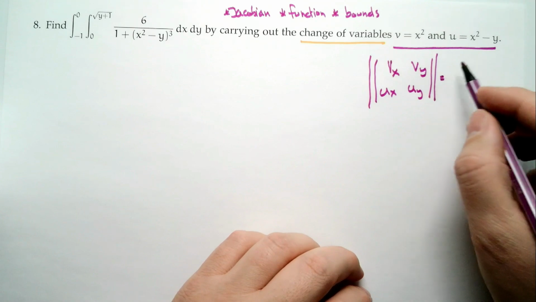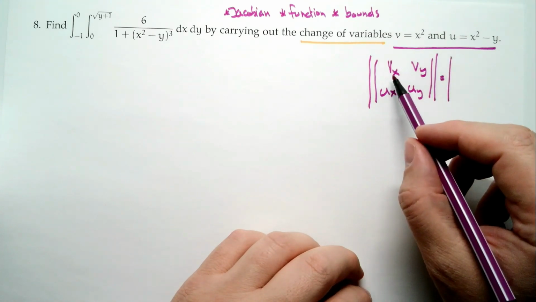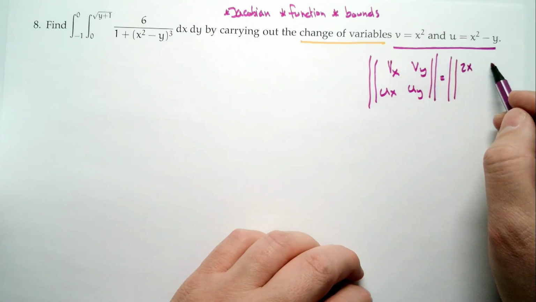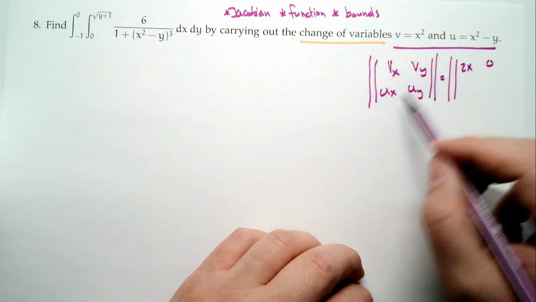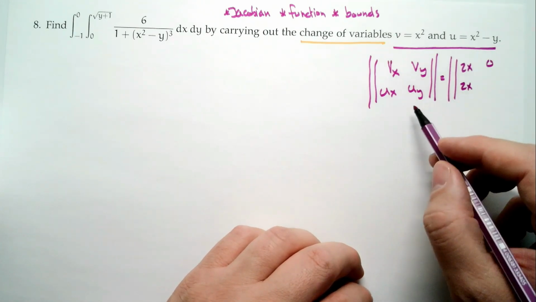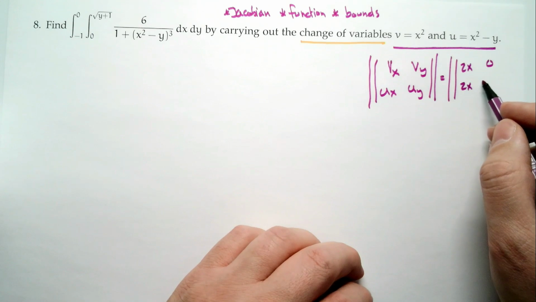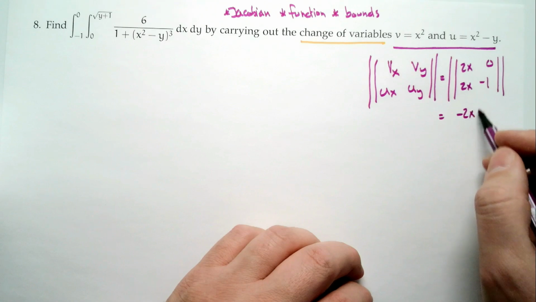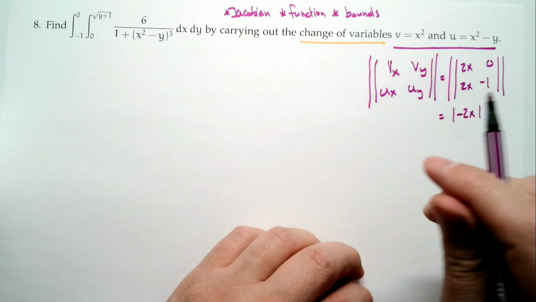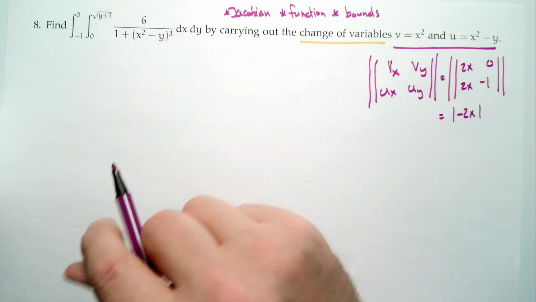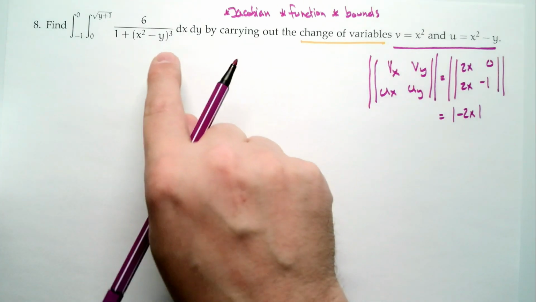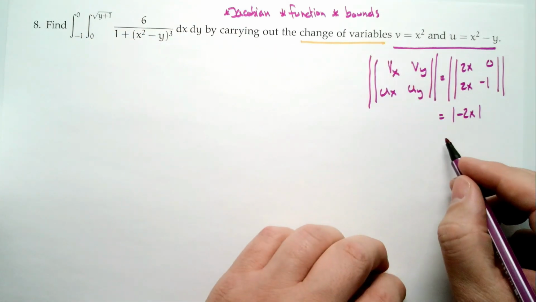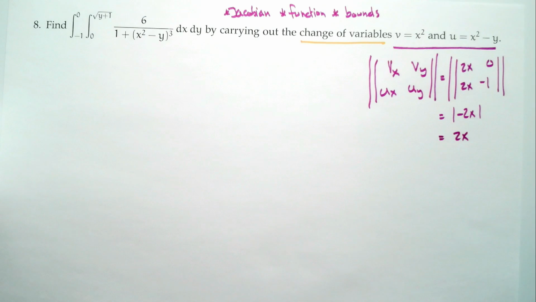So we sit down to figure this out. We take our derivatives. The derivative of v with respect to x is 2x. Derivative with respect to y, 0. That's good. Derivative of u with respect to x is 2x. Derivative of u with respect to y is negative 1. So this would look like negative 2x, but we're taking the absolute value. And here, what do we see? Well, this is interesting. The x is between 0 and root y plus 1, so x is positive. So definitely we want 2x. There we go. Good.